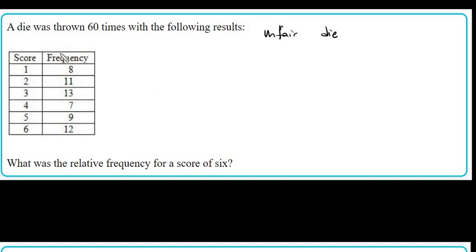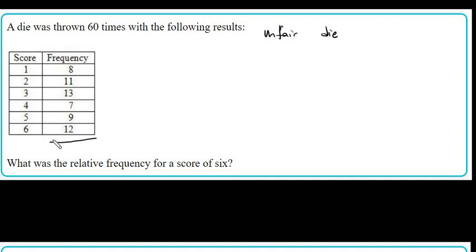As you see, the results are different. It's 8, 11, 13, 7, 9, 12. A die was thrown 60 times with the following results. So what is the frequency for 1? 8. So we got 8 times 1 on our die. We got 11 times 2 on our die. The number 3 we see 13 times, 4 7 times, 5 9 times, and 6 12 times.